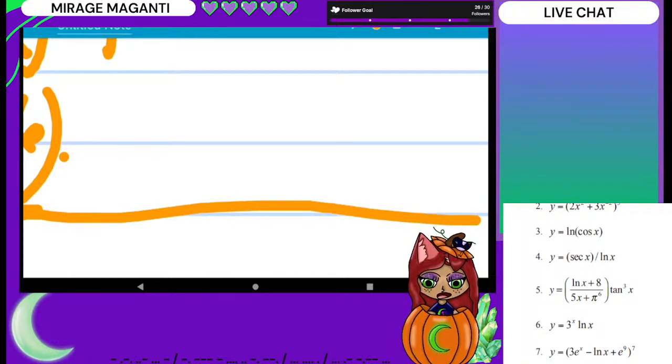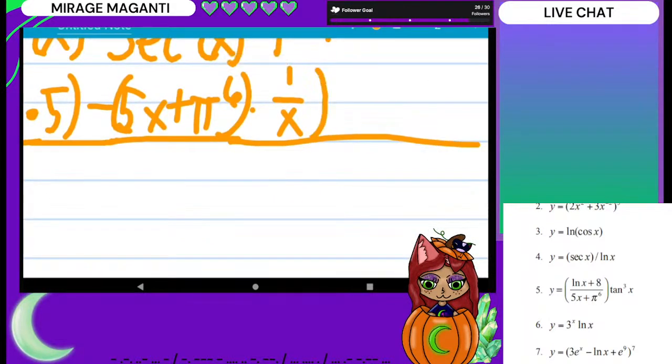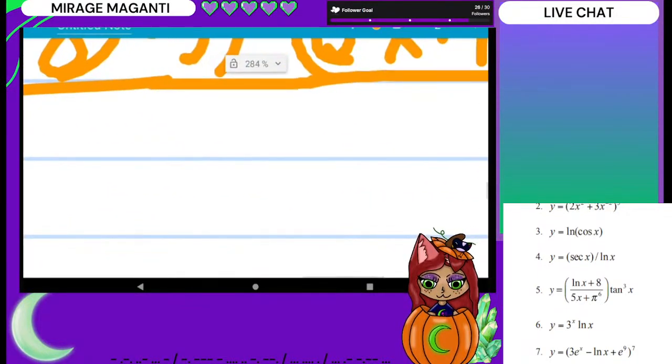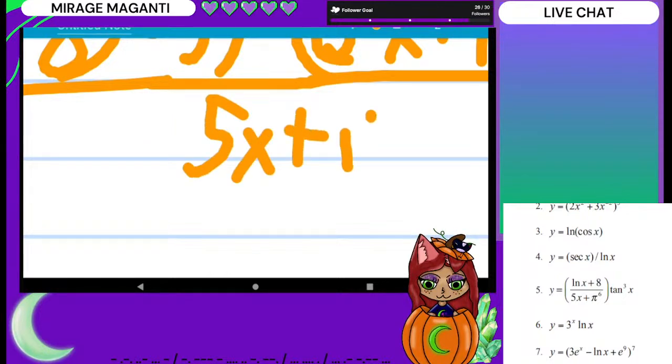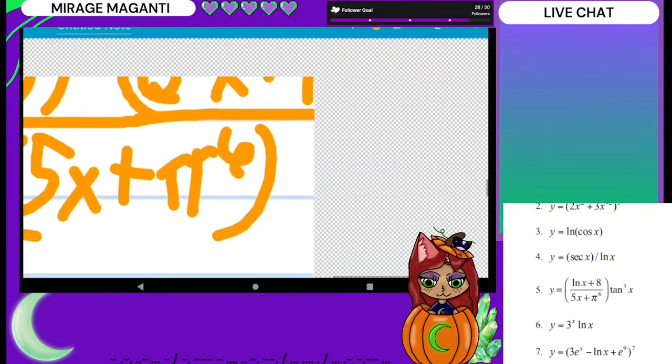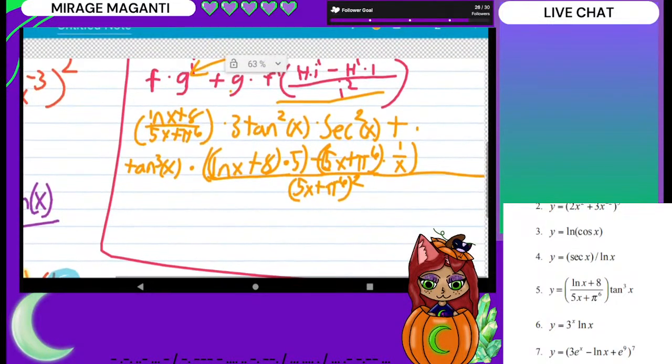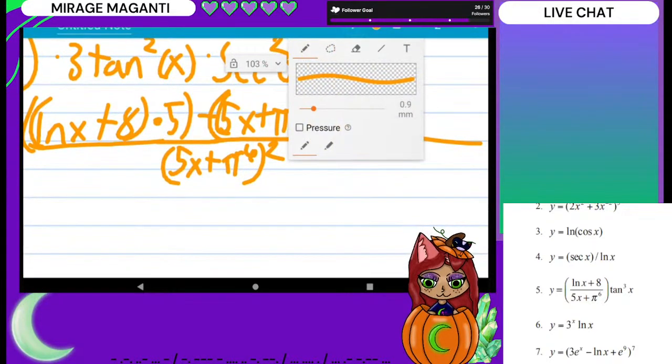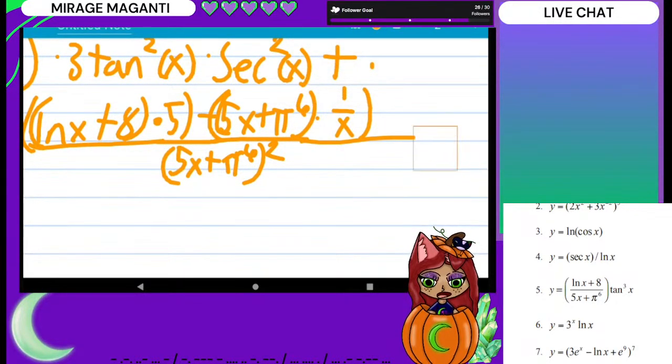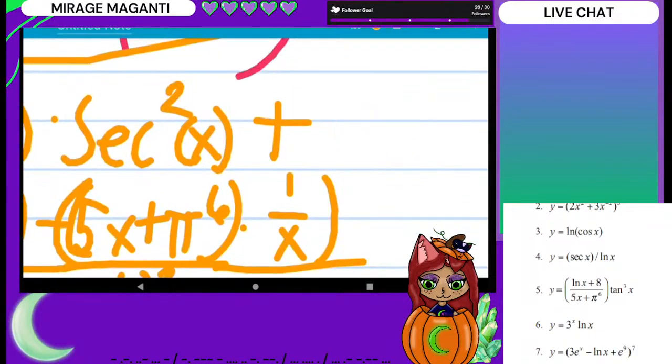Okay, that times our ln x plus 8. So ln of x is just 1 over x. And 8 is a constant, so we drop it. And then underneath we have our 5x plus pi to the power of 6, the whole thing to the power of 2. So that whole thing would be our answer.